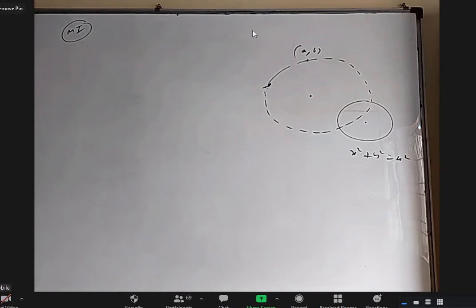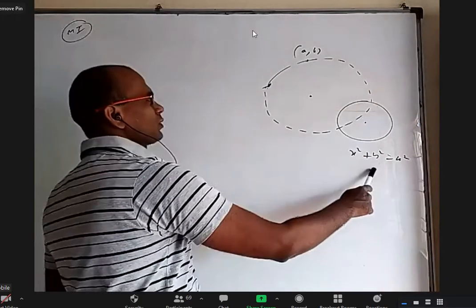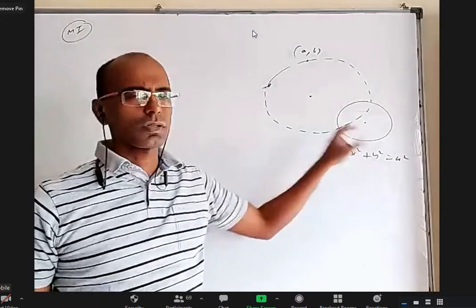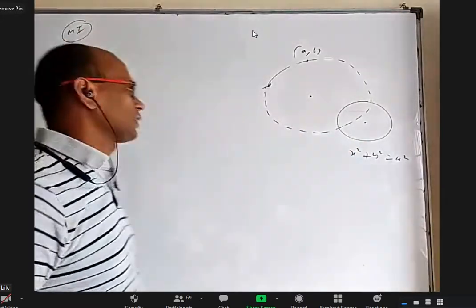Okay, the question is very simple. We have a circle x² + y² = k². There is a point (a, b). We are looking for another circle passing through that point and intersecting this circle orthogonally. What is the locus of the center of that circle?